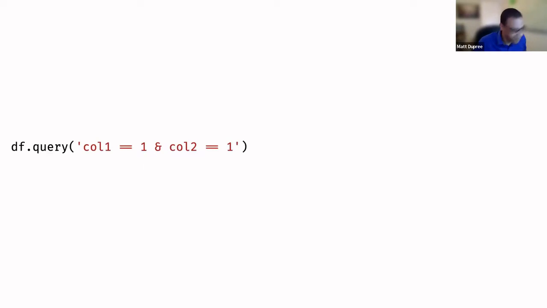So let's look at some examples. So here is a filter statement in pandas. Okay, you have to call it, yeah, I see John is squinting. He's like, this seems terrible.